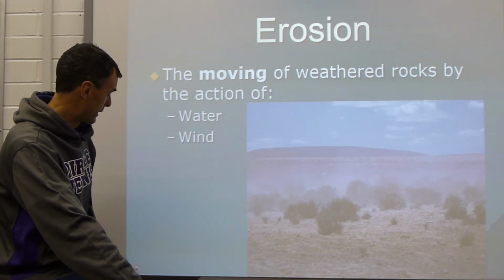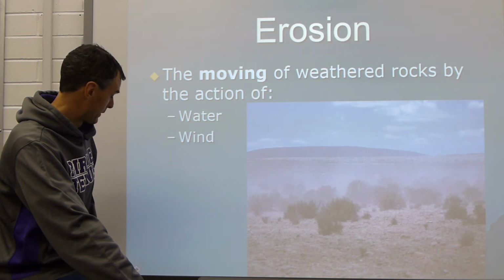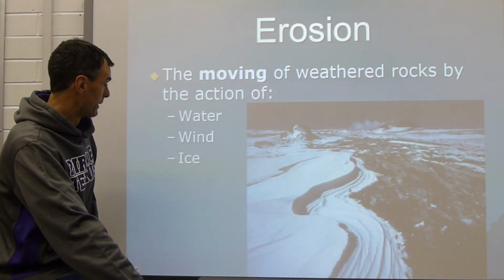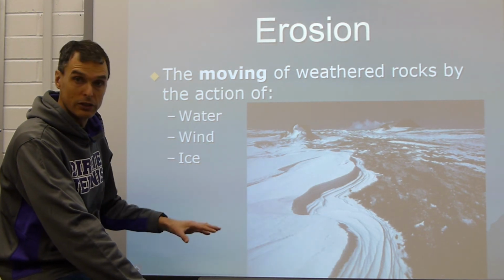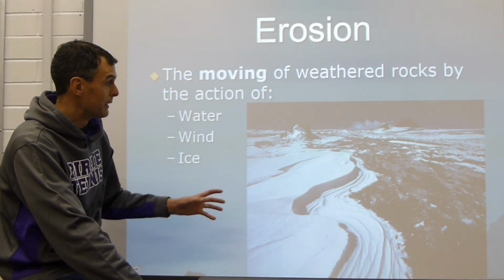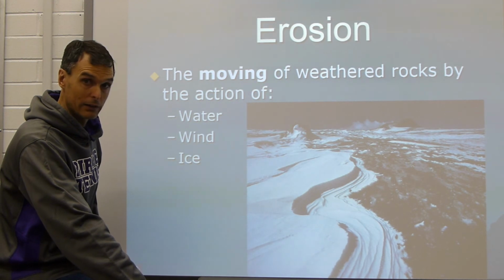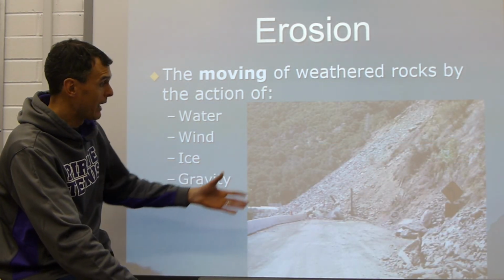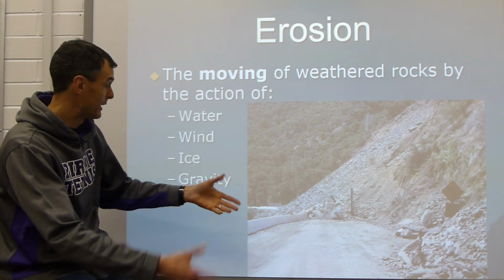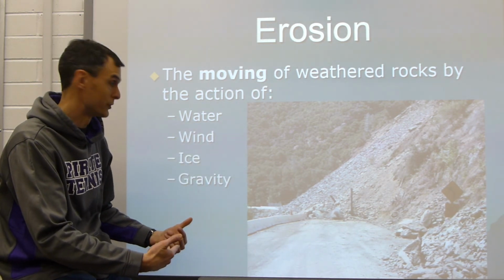Wind can do it as well. When we have dust storms and things like that. Ice, glaciers are a powerful source of erosion. They move material around as the ice moves. And we're going to talk a lot about glaciers in this unit. And then gravity. So this is an example of a landslide, obviously transporting particles of rock.